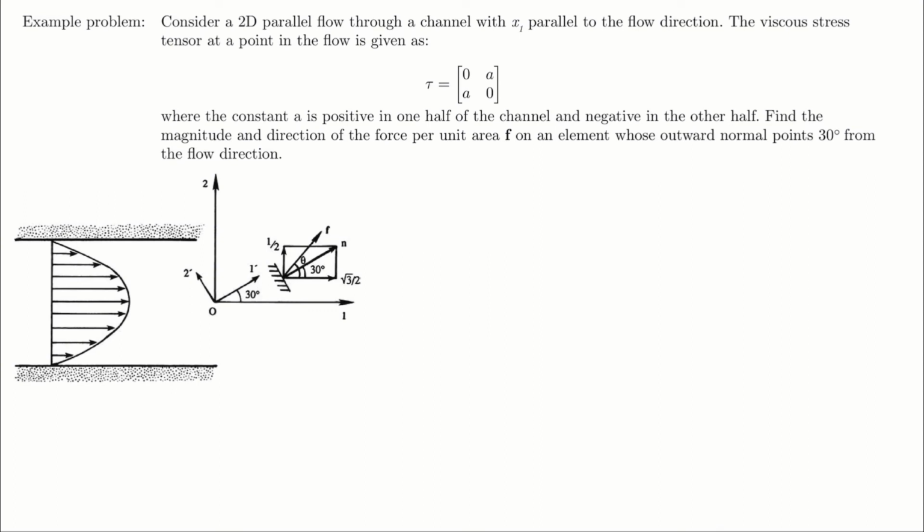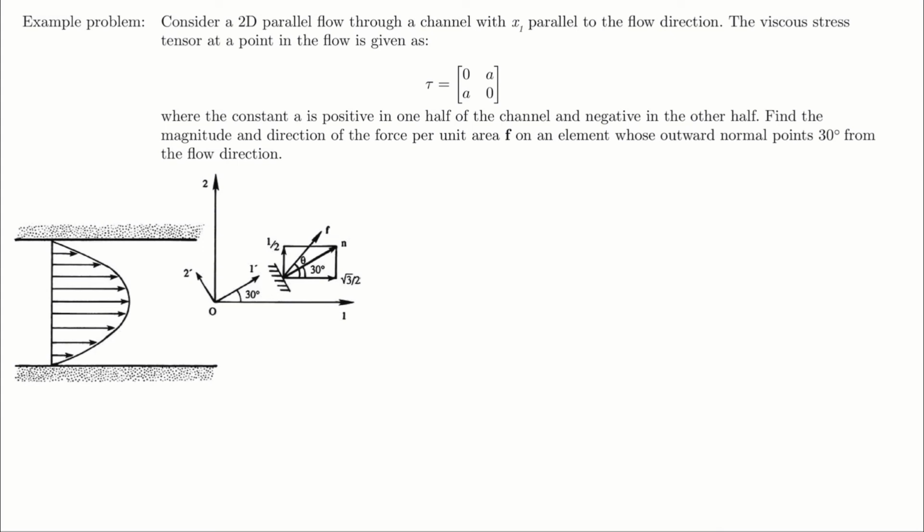So if we consider 2D parallel flow through a channel where the x1 direction is parallel to the flow direction, the viscous stress tensor at a point in the flow is given as tau equals [0, a; a, 0], where the constant a is positive in one half of the channel and negative in the other half. So find the magnitude and direction of the force per unit area, F, on an element whose outward normal points 30 degrees from the flow direction. So we can see in the figure there.